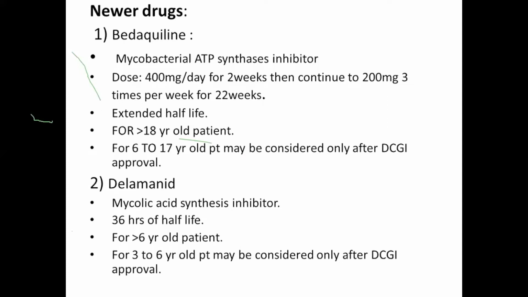And delamanid is a mycolic acid synthesis inhibitor. Half-life is 36 hours. We use it for patients more than 6 years old. For 3 to 6-year-old patients it may be considered only after the DCGI approval.